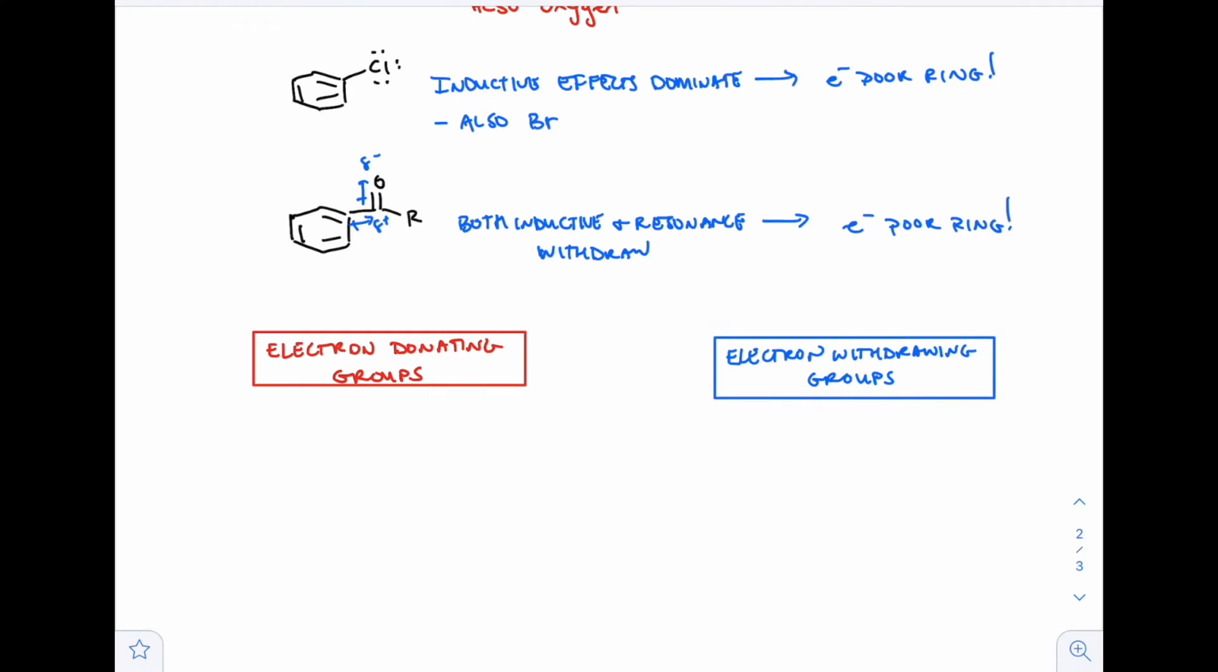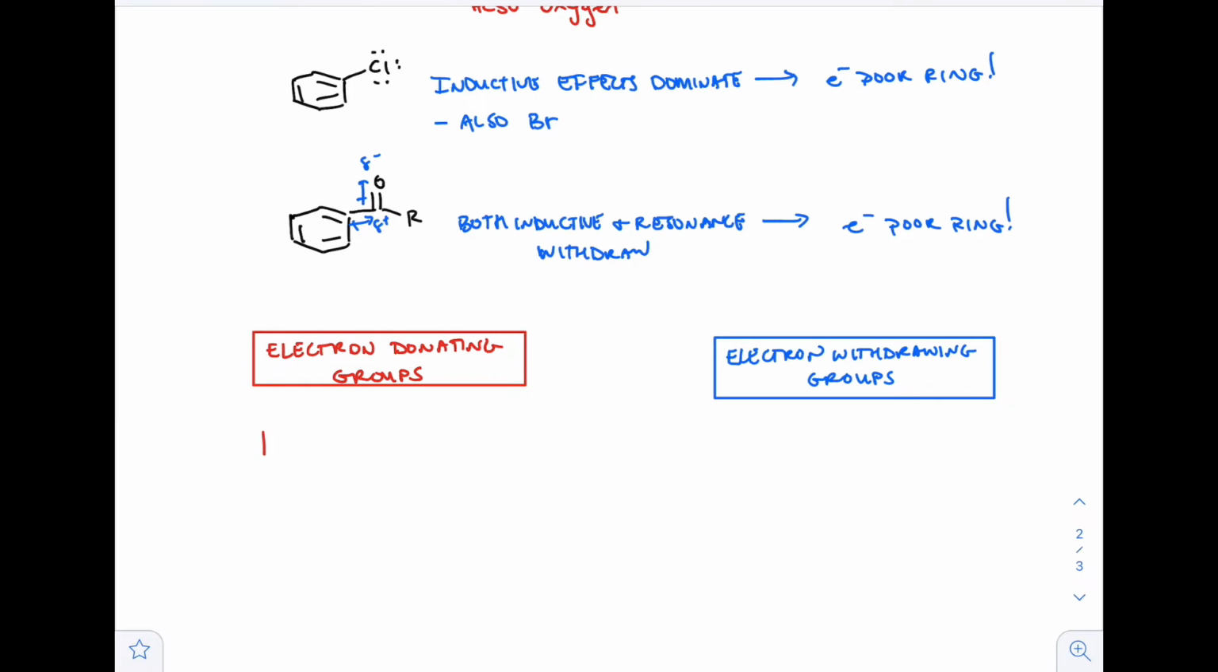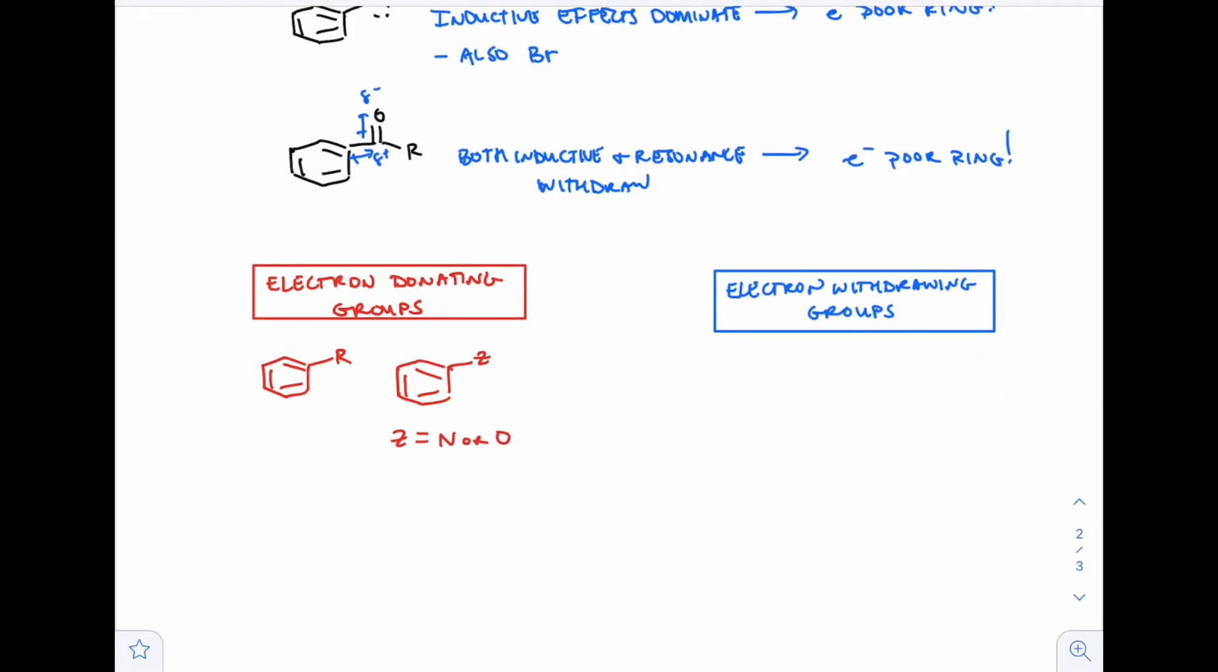So let's talk about the general idea of electron donating groups and electron withdrawing groups. We'll classify them real quick for you. I'm drawing the red ones as electron donating groups because red, as you know, I like to associate with electron density. It's like angry. Electrons are angry, right? So we've got Z, where Z is nitrogen or oxygen, and then we have an R group, right? Those are the two general, most common ones, I guess. And those are going to be electron donating groups.